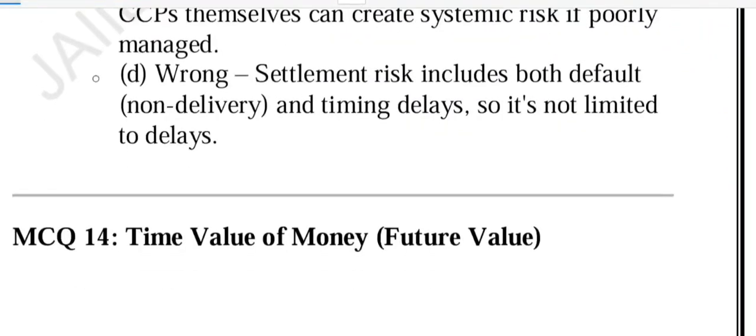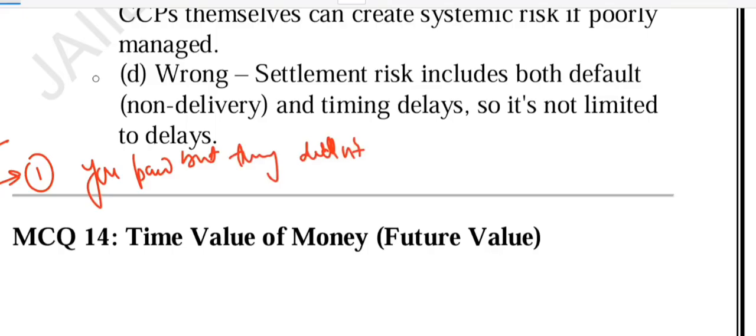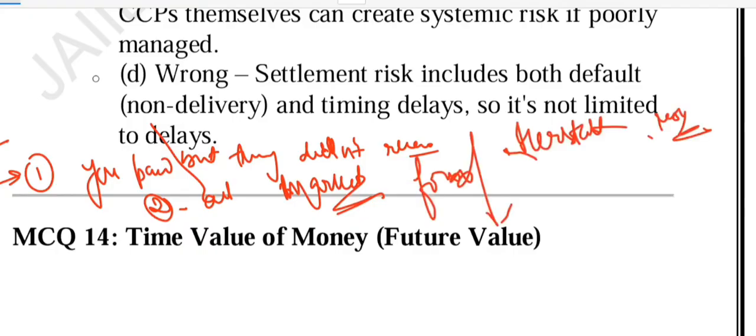Let me summarize what we have covered so far in settlement risk. I told you it is just like you paid but they did not receive. That is settlement risk. Second point, it happens in all kinds of markets, especially the forex market. Another name for this is Herstatt risk. Then I told you it includes default and delays.